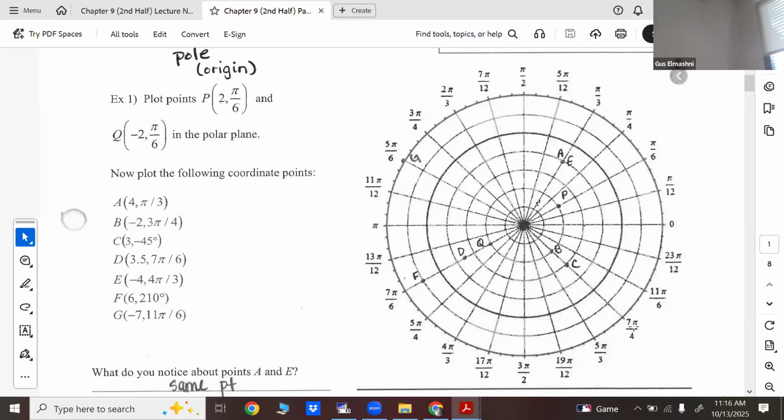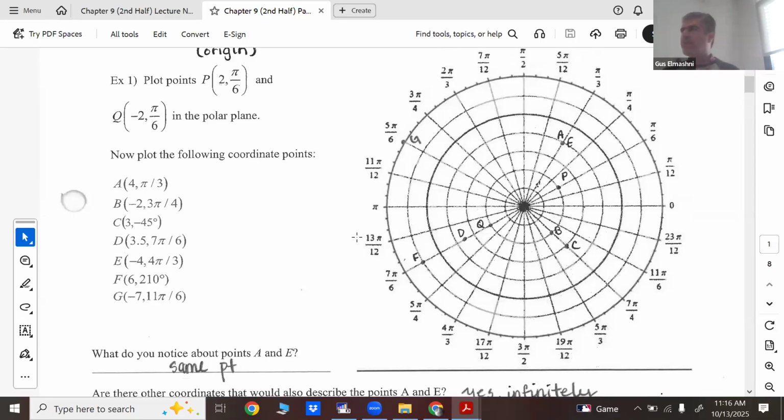Find 210, which is 7 pi over 6, right? And raised to 6 is right there. 11 pi over 6 is over here. The raised to 7, so 1, 2, 3, 4, 5, 6, 7, but it's negative, so 1/8. That's G right there. So just about points A and E, they are the same. Once we get to the conversion between polar and rectangular coordinates, it'll make sense why algebraically A and E are the same.